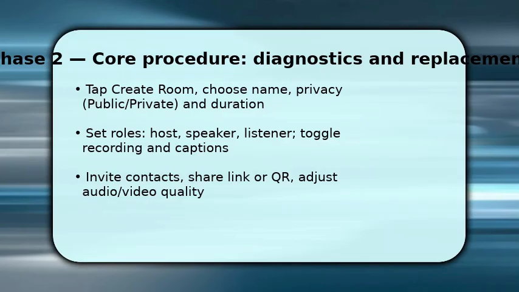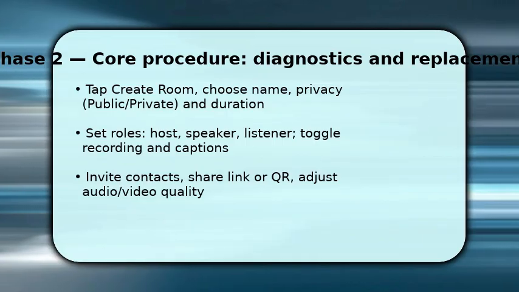Once inside, tap Create Room and pick a clear name. This helps discovery and organization. Choose Privacy, public for broad reach, private for invites only, and set a duration to avoid accidental long sessions.